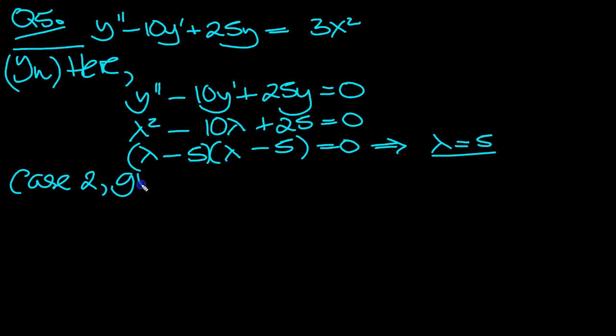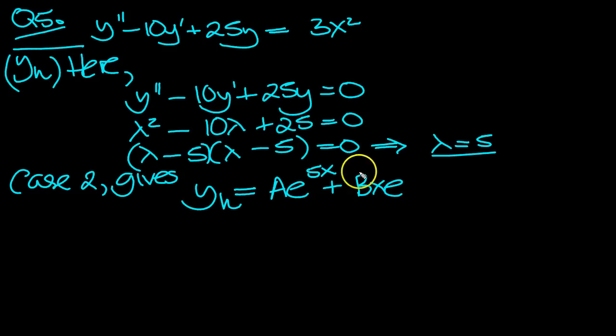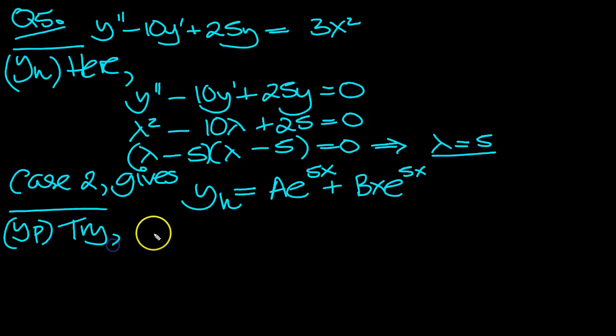So case 2 gives then, and we can now write the solution for yh is equal to A e to the lambda x, which is 5x, plus Bx e to the lambda x, which is 5x. There we go. Good. Now, that's yh done. So now we turn our attention to yp. The right-hand side here is 3x squared. So we want to try yp equals.